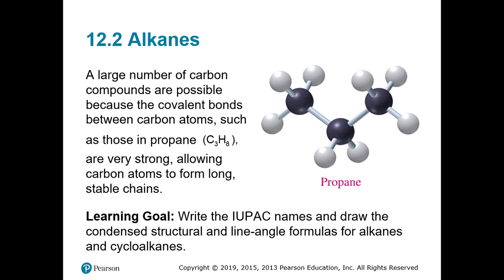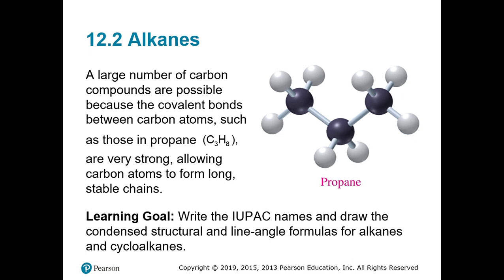Now we are going to discuss alkanes. When you have a large number of carbon compounds from different covalent bonds between carbon atoms, one example is C3H8, where you have 3 carbons and 8 hydrogens. They are very strong and normally allow carbon atoms to form long, stable bonds.